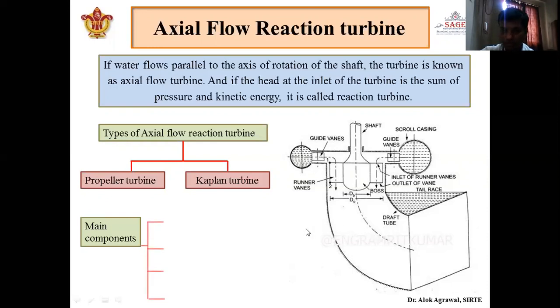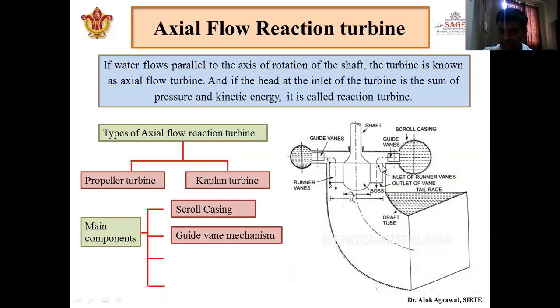Okay, so what we have seen, the main component is scroll casing. This is scroll casing with varying diameter. Next is guide vane mechanism, which guides the fluid or water coming through the scroll casing and changes the direction by 90 degrees. In guide vanes the flow is radial, and in blades the flow is axial. So sometimes it is also called a mixed flow turbine, meaning partially the fluid flows in radial direction and partially in the axial direction.